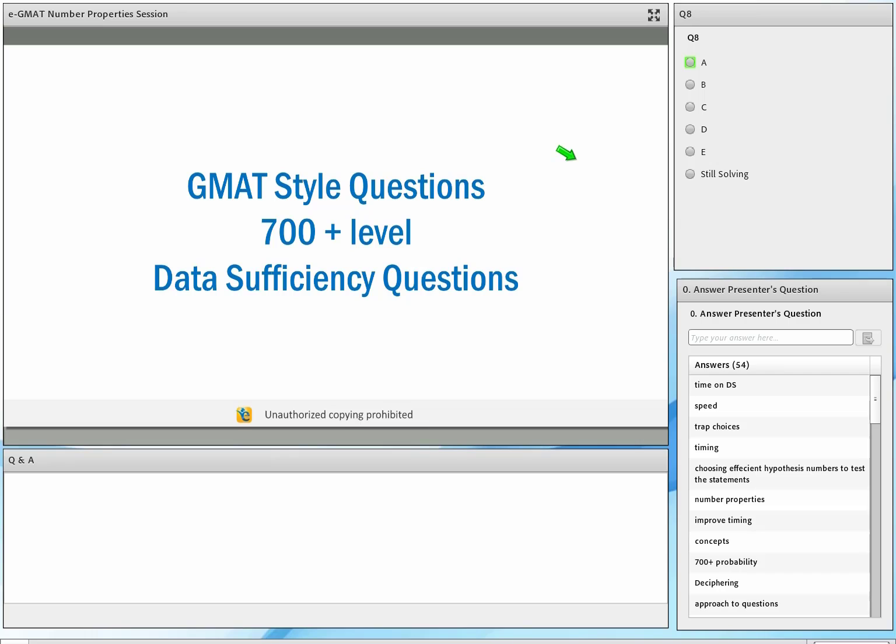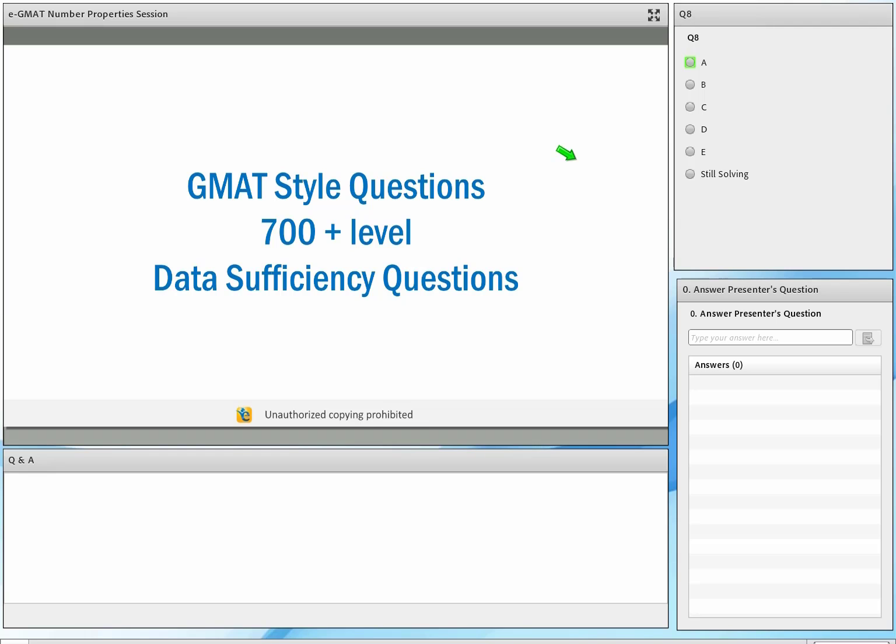Okay. All right. Choosing efficient hypothesis numbers to test the statements. Sounds good. Now, I'm going to ask this question again towards the end of the session: what is it that you think you need to be improving in quant in order to get to that 700 level, 730 plus level? Okay. All right. So let's get going with this session.